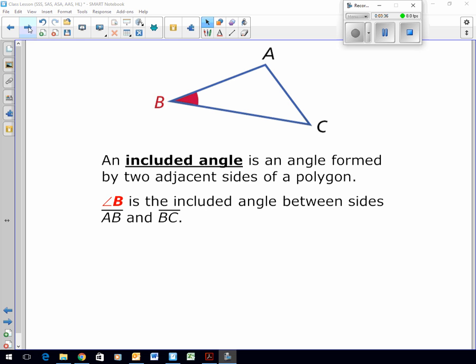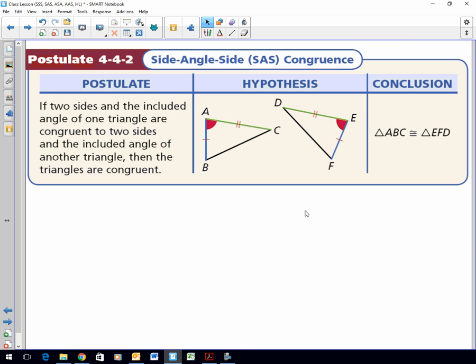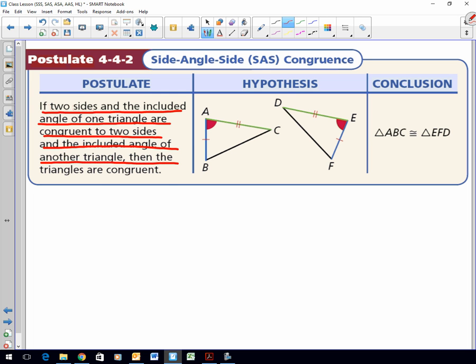In this case, when we talk about side, angle, side, instead of sides being proportional, they are going to be congruent. So the side, angle, side congruency postulate says if two sides and the included angle of one triangle are congruent to the two sides and the included angle of another triangle, then the triangles are congruent. Two congruent sides, one congruent angle in between those congruent sides: side, angle, side.